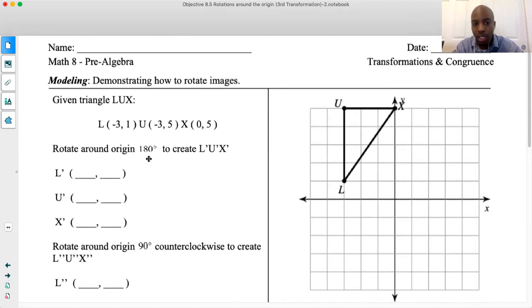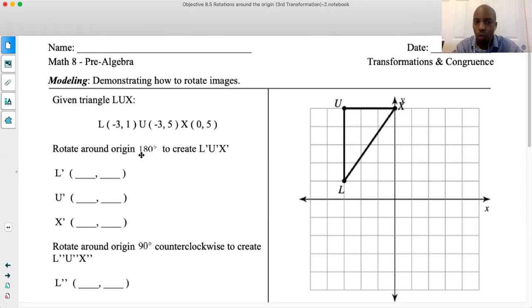Now my first rotation is a 180-degree rotation, okay? Notice it doesn't say clockwise or counterclockwise because we know rotating 180 degrees, whether clockwise or counterclockwise, is the same exact thing. They're the same exact rule. We're going to rotate 180 degrees around the origin, which is the center point 0, 0, right? Every single one of these is around the origin. And we're going to create L prime, U prime, and X prime with this rotation.